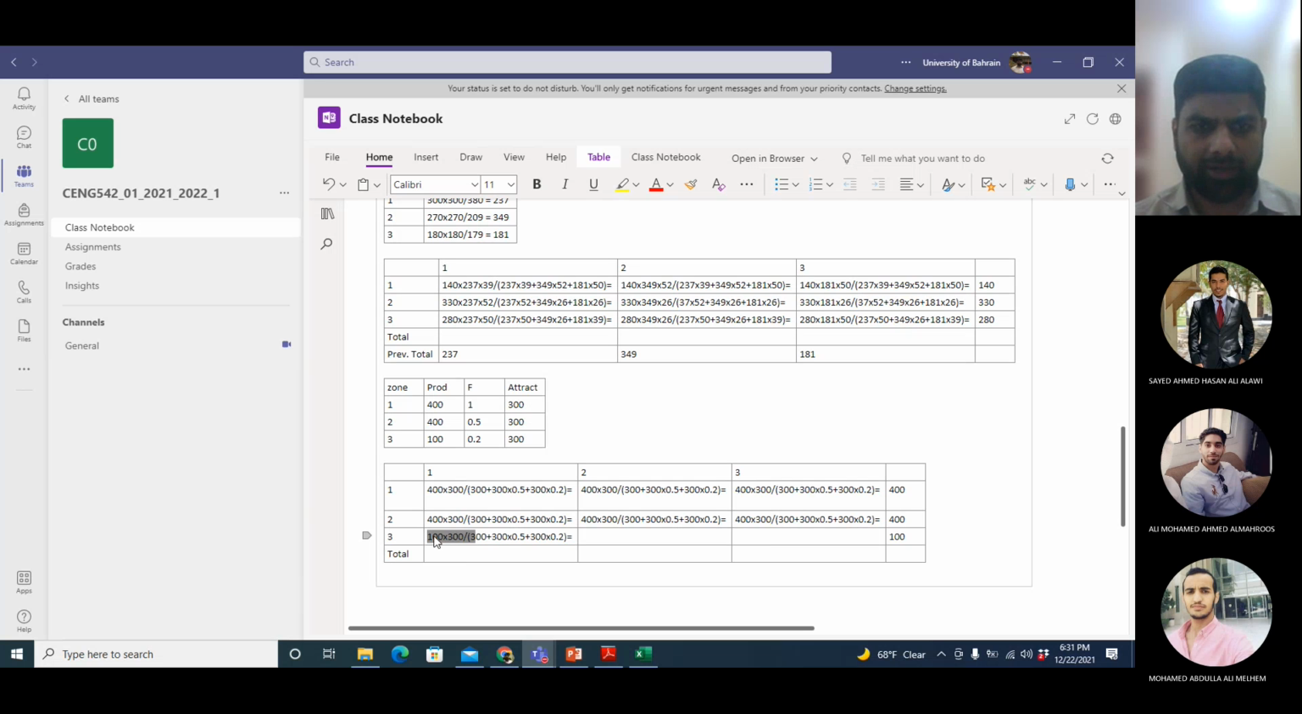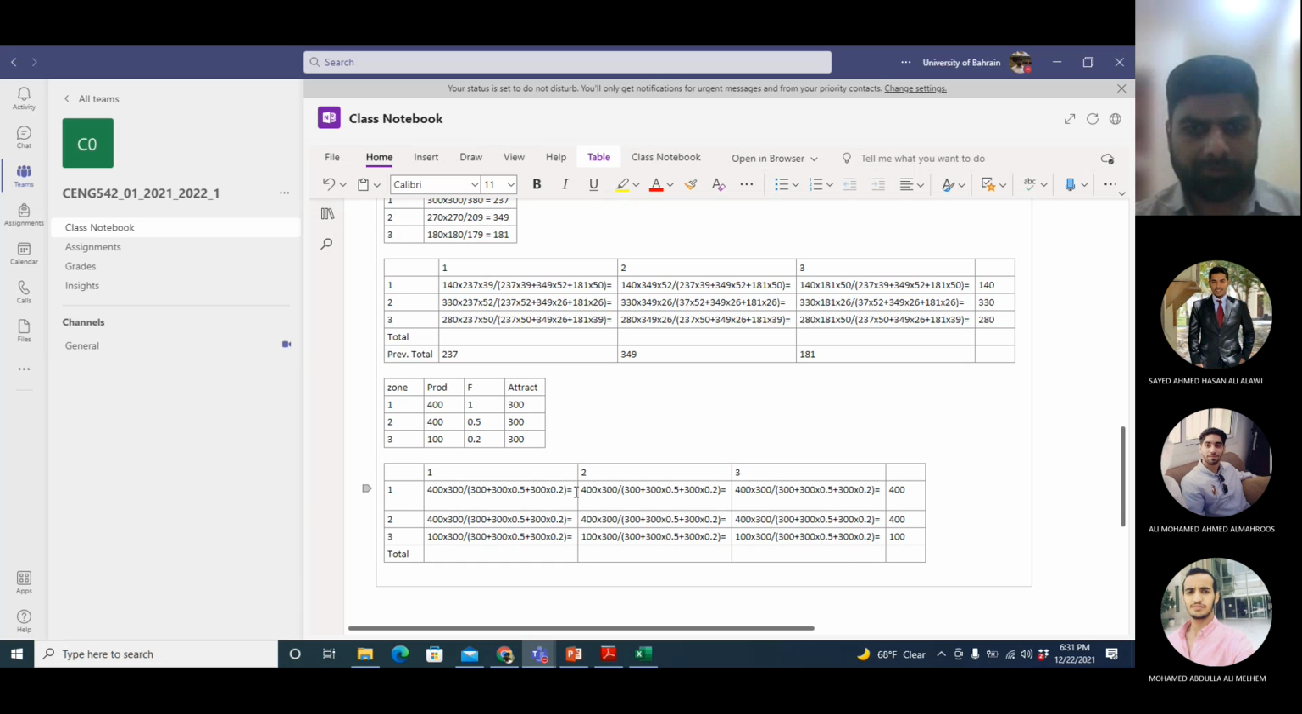Okay, attraction is still 300 for all the zones. The production is only 100, and the factors are the same. 3 to 2, the factor is 0.5. 3 to 1, the factor is 1. 3 to 3, the factor is 0.2.